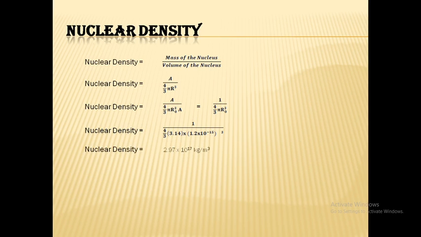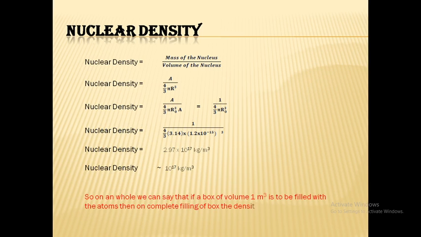In the next step we get the nuclear density 2.97 times 10 to the power 17 kilogram per meter cube. By solving this equation we get an approximate value of 10 to the power 17 kg per meter cube. So on a practical basis, if a box of volume 1 meter cube is to be filled with nuclei, then on complete filling of the box the density will be approximately 10 to the power 17 kg per meter cube.